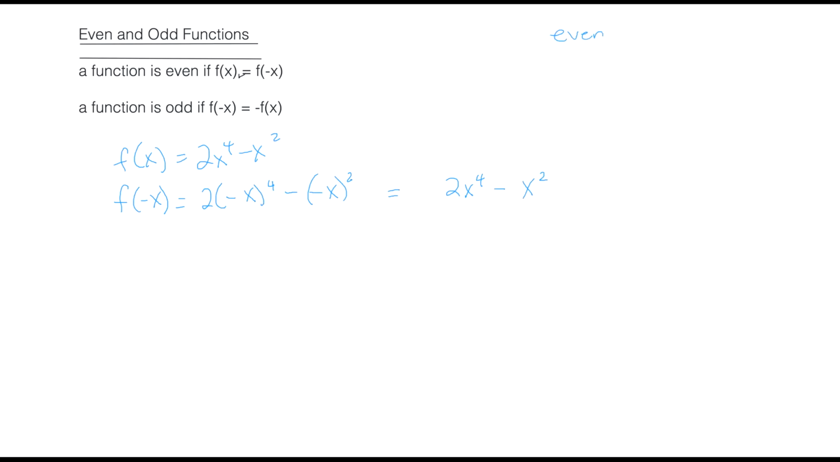Why, you say? Because f of x, my original one, is 2x to the 4th minus x squared. And f of minus x is also 2x to the 4th minus x squared. It's the same exact thing. So that's an even function.